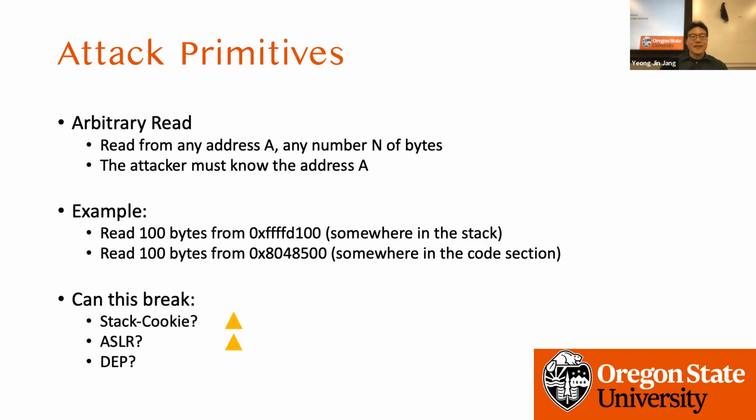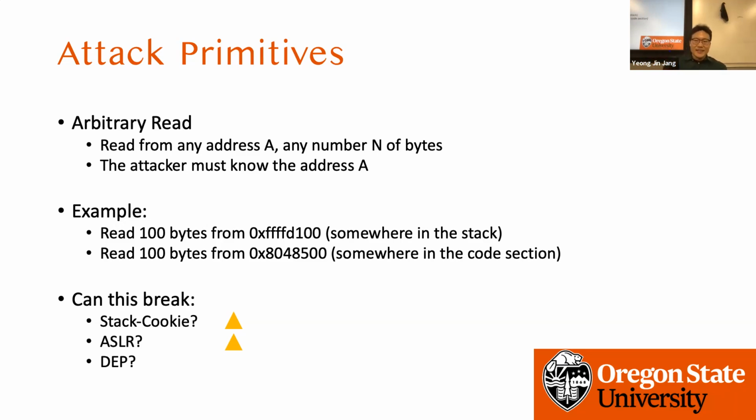And then the same thing for ASLR. If we know the global offset table address, definitely we can break ASLR by knowing the address of printf, and then we can know everything else. But the reason why it has a triangle on it is the case of the position independent executable. In that case, we also don't know where the global offset table is. We need to leak the code address first.